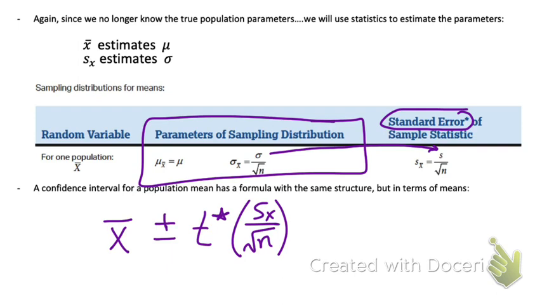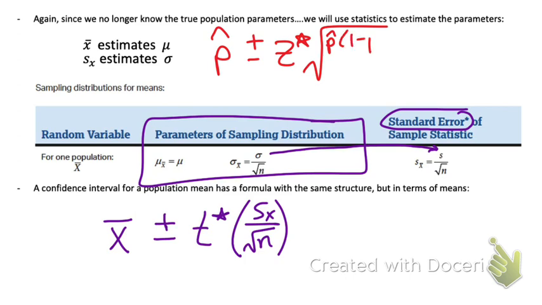Z star is a normal distribution that can be used when we're just estimating one parameter with a statistic. What? What are you saying? Up top, I'm going to rewrite it since it's not on my screen. But up top, this was your formula right here, right? In this entire formula, we only have one parameter that is being substituted in with a statistic. Instead of using P, we're using P hat. That's one parameter that is being estimated. In this formula, we have two. Mu is being estimated with x bar, and sigma is being estimated with s sub x.